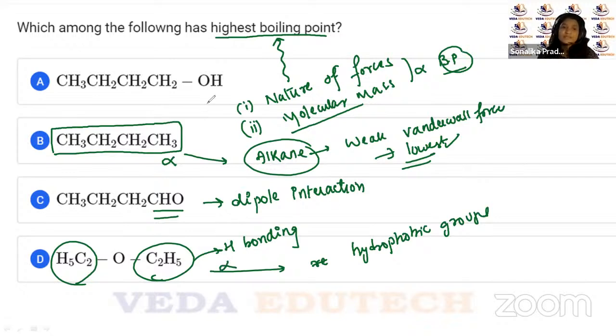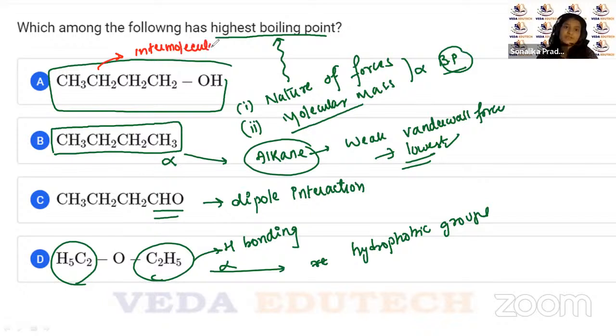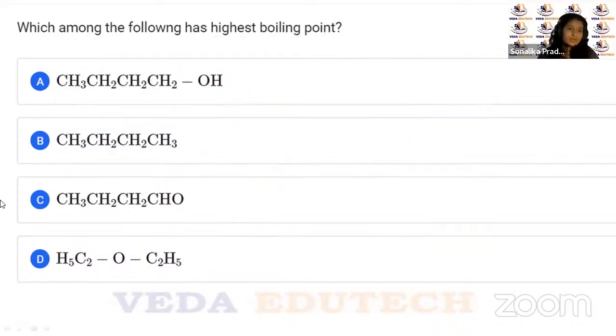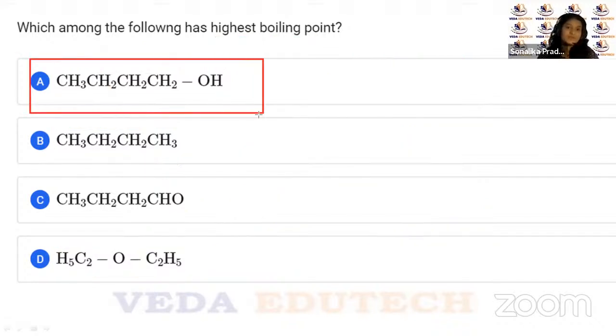Now here we are having alcohol, right, children? Alcohol can undergo intermolecular hydrogen bonding. So can I say, children, that if we want to find out which one has the highest boiling point, our answer is going to be nothing but alcohol, right? So our answer is going to be alcohol.